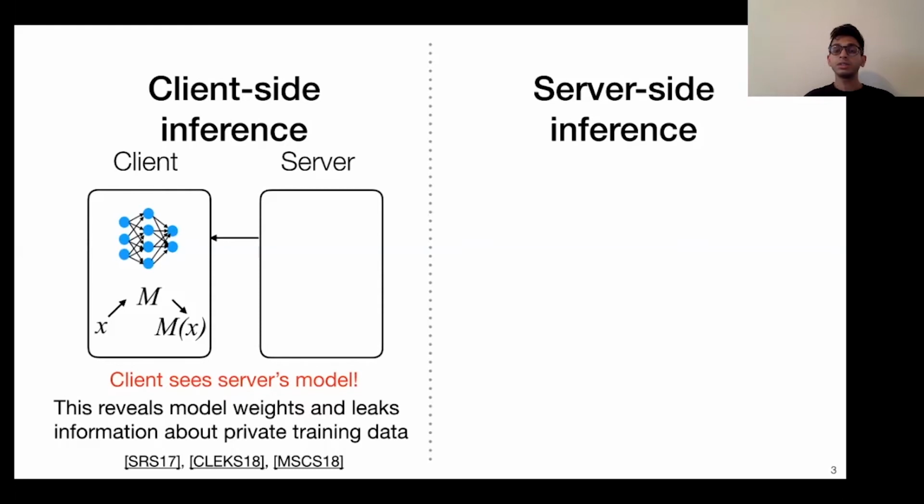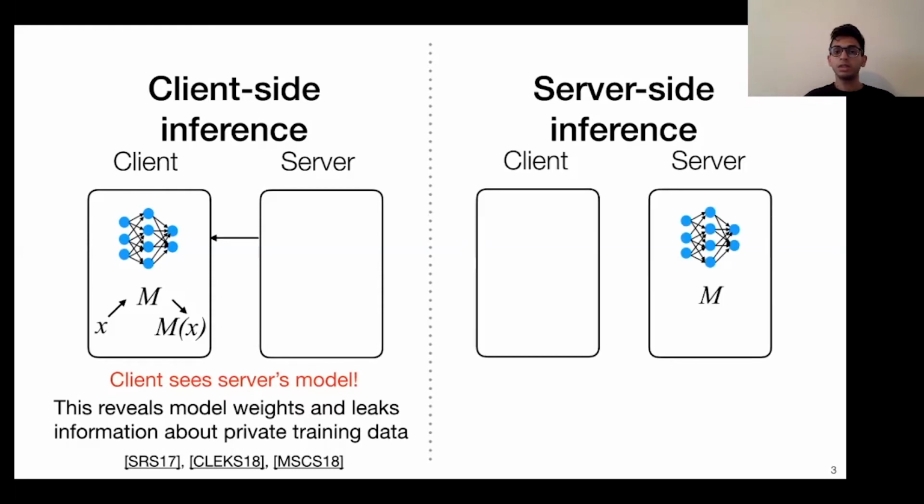The alternative is to use what's called server-side inference. This is somewhat the inverse. Now, the server stores this model M on its own device, and instead, the client sends its input X to the server, who evaluates the model on this input and sends back the prediction result M of X. Now, the obvious problem with this is that the server sees the client data in plain.